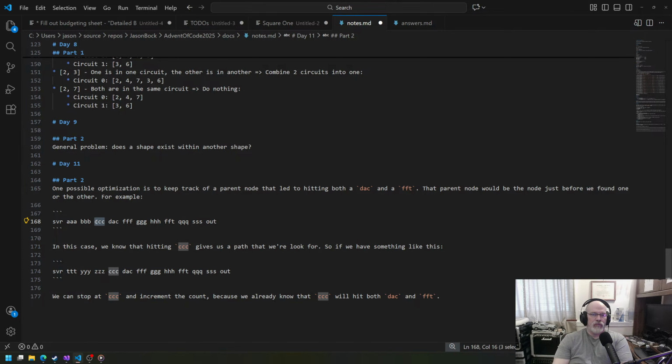And we can't just say for one DAC or one FFT, because those could be hit from different paths going through different ways to get to an FFT or a DAC. It doesn't matter. What we do know is that as soon as we hit one of them, that parent node that got us to at least the first one, we want to keep track of, because if we get all the way to the end and that was a path that we wanted to have, we want to keep track of that root node, because if we hit it again in our searches, we could immediately increment. We don't have to keep going through the rest of it.